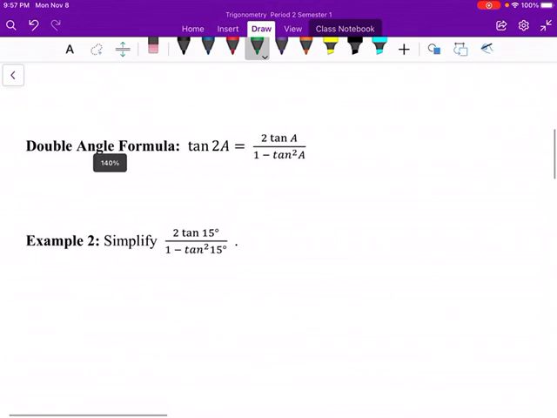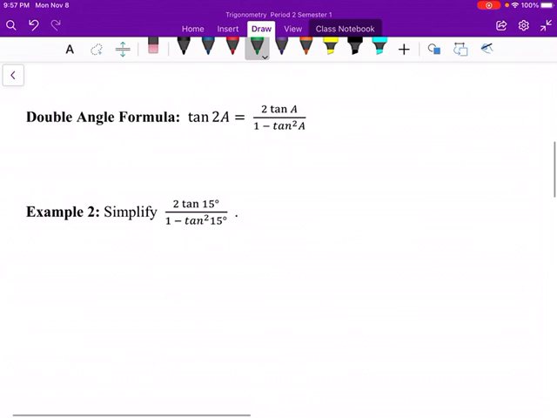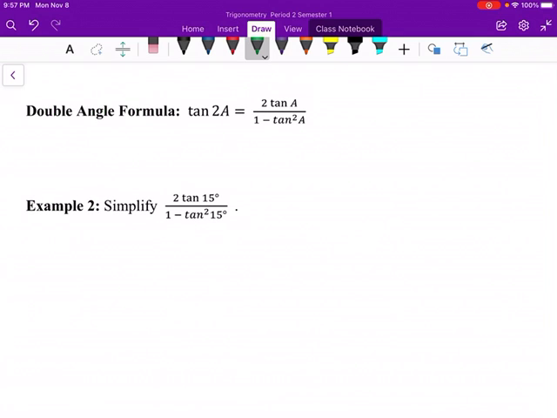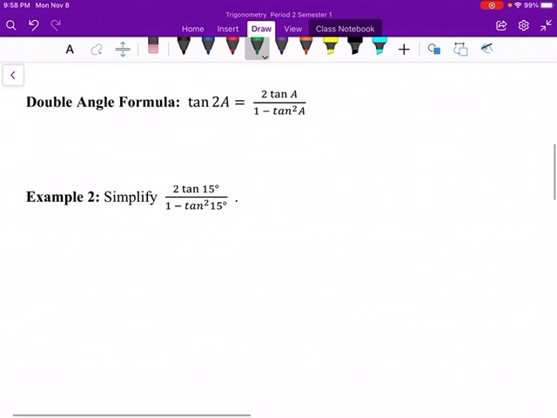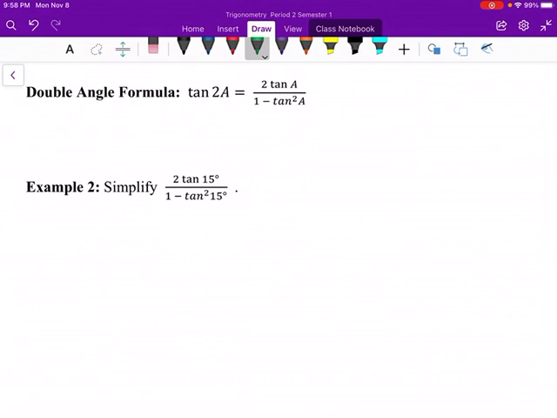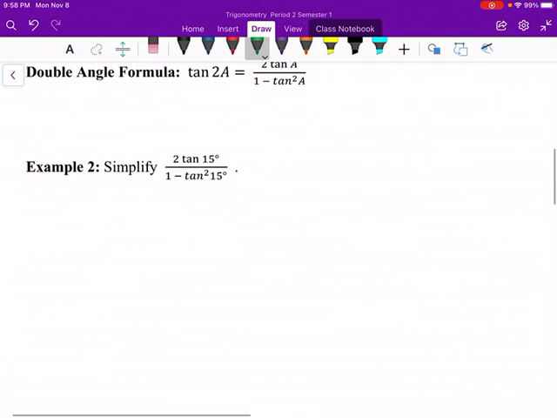The last double angle formula that we're going to be going over is for tangent, and that one is equal to 2 tangent of A all over 1 minus tangent squared of A. This one also only has one formula, unlike the cosine, which has 3 different options, but again, it will be given to you on a formula sheet.